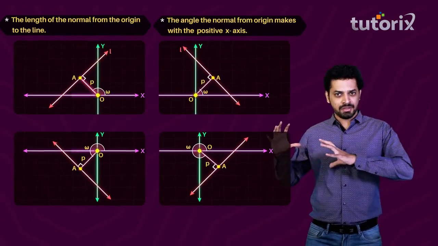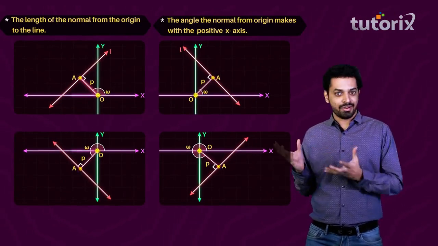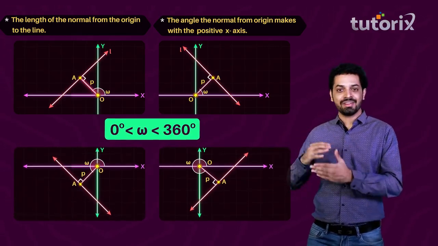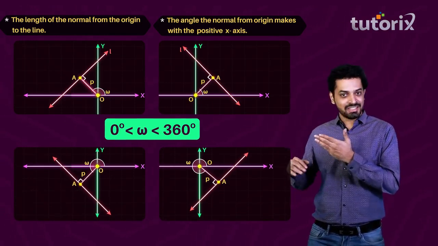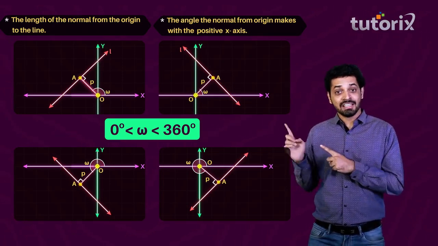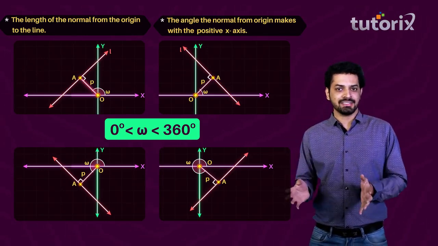Now we have 4 possibilities of the position of the line, where the normal OA can be in either of these quadrants. So that means the angle omega can range from 0 degrees all the way till 360 degrees, unlike the inclination theta, which ranges only from 0 degrees to 180 degrees. Right? And our purpose here is to write an equation of this line in terms of P and omega. But how do we find this equation?